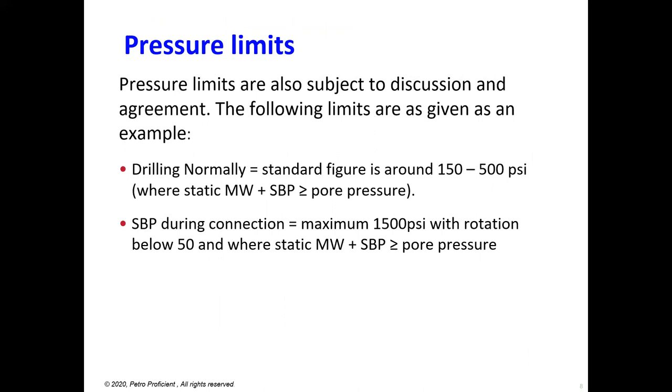Normally, if you're drilling normally and you are within this 150 to 500 psi range with static mud weight plus surface back pressure, and if it is more than your pore pressure, it is considered normal. For surface back pressure drilling, you can go to the maximum while your rotation is below 50. So the rotation also affects the pressure rating of your RCD. If you're below 50, then your static mud weight plus surface back pressure would be greater than your pore pressure.